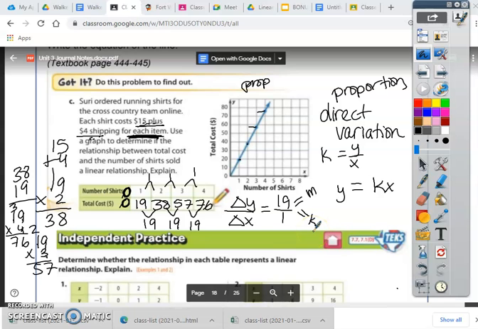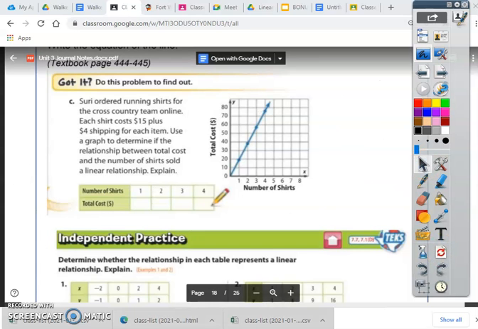Okay? So we have K, which is 19x. There we go. That's our proportional equation. No plus, no minus. Okay? So let's look at the next one.